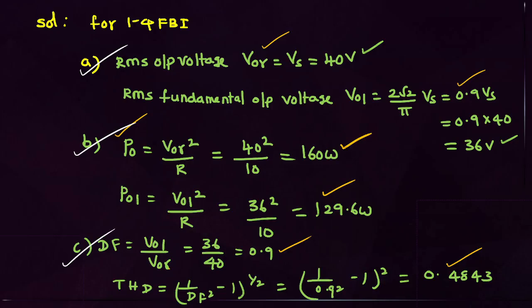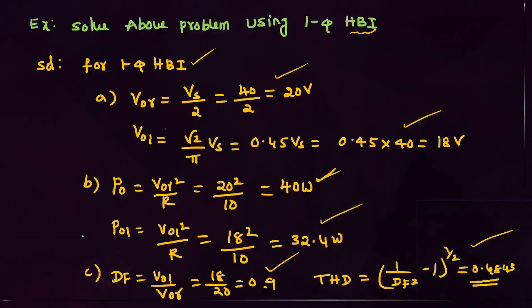How to calculate the RMS output? For the full bridge inverter, the RMS output voltage is Vs. The RMS value of the fundamental voltage is 2 root 2 by pi into Vs. This is for full bridge inverters. Once you know the RMS value of the fundamental voltage and the RMS output, if they ask for the total power, you have to use V0. For the fundamental output power, you have to use V01. Then distortion factor equals V01 by V0. Total harmonic distortion equals 1 by distortion factor square minus 1.